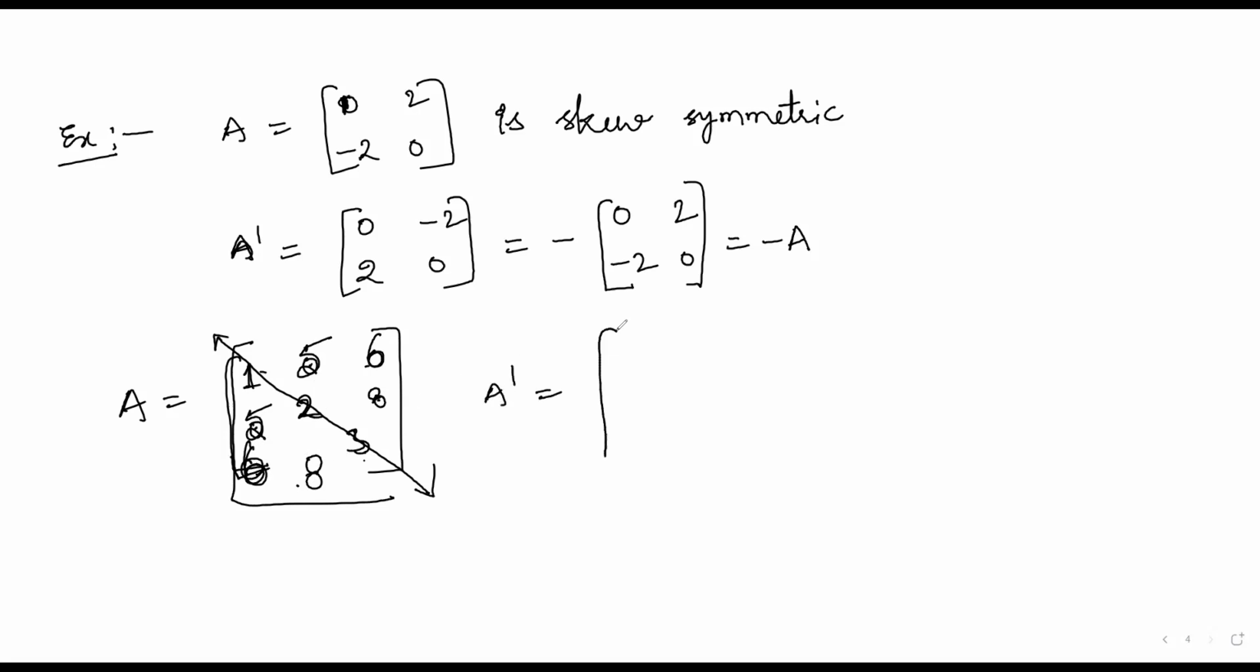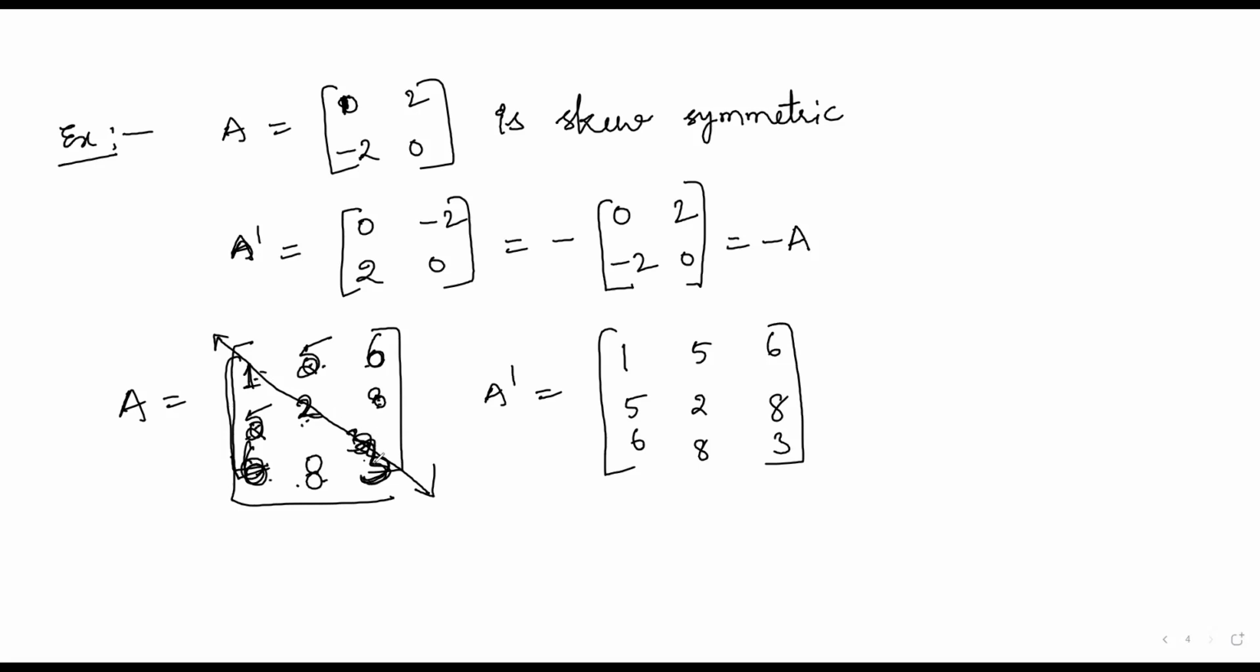We do A transpose once. And 1, 5, 6 you write as a row, this row you write as a column. Then 5, 2, 8 you write as a column. Then next 6, 8, 3. And what is this A transpose? Same. So therefore, 1, 2, 3 doesn't matter.